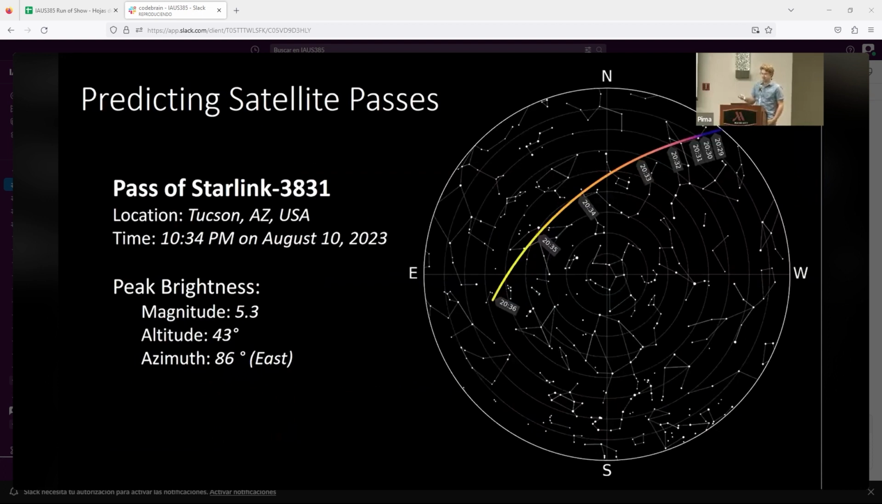And then of course, we can predict satellite passes more accurately. So this is for Tucson tonight at 10:30. And we can predict fairly accurately that we should see a peak brightness of 5.3 AB mag in the eastern sky about 45 degrees above the horizon.